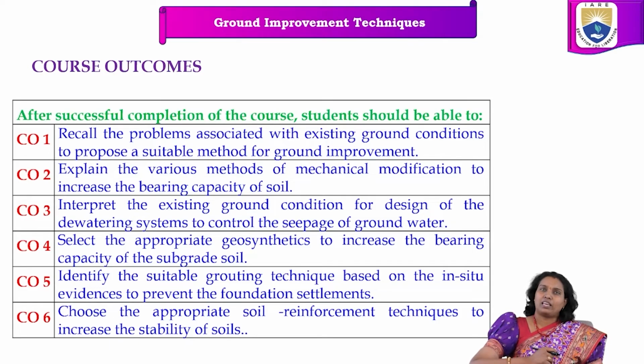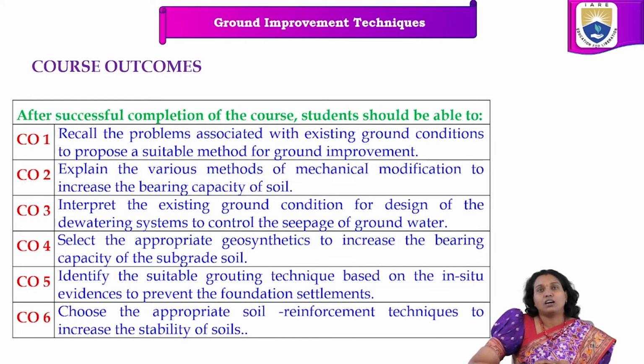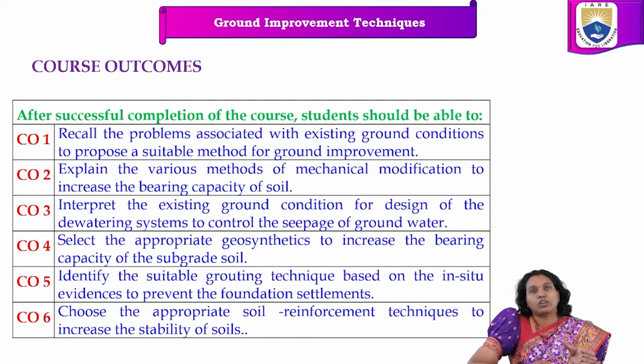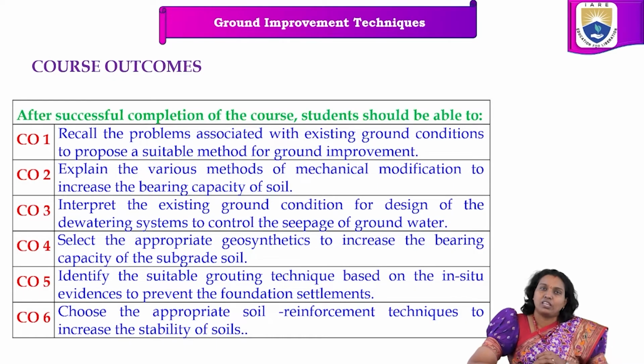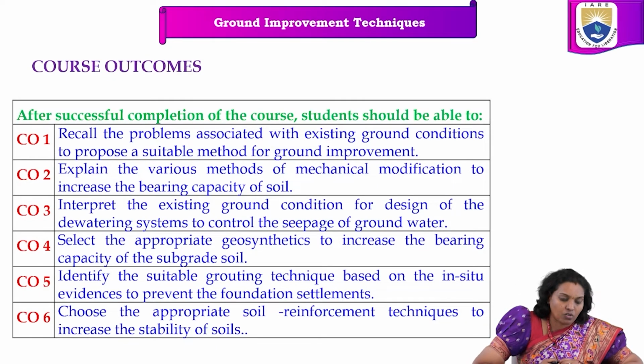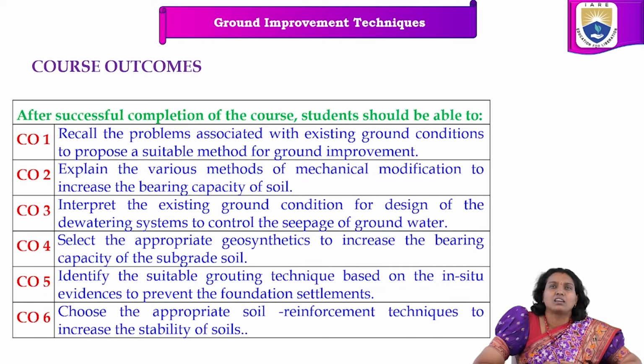So in those particular cases, we have to explain, in this course outcome, the various methods of mechanical modification to increase the bearing capacity of the soil. Coming to course outcome 3, interpret the existing ground condition for design of the dewatering systems to control the seepage of the groundwater. So we face some water tables and flow of water, and how it affects the soil condition, we also understand in this particular course.